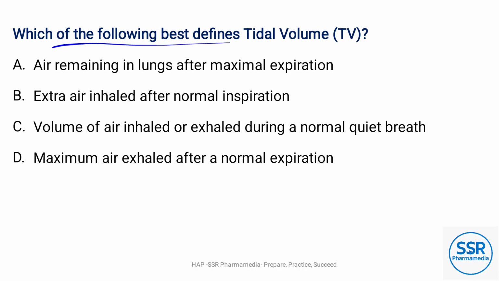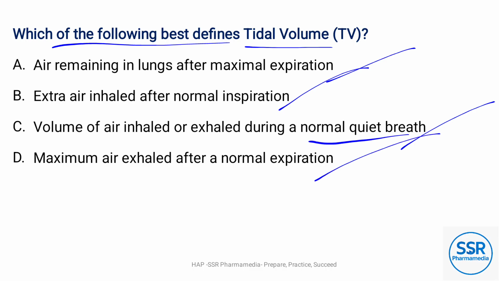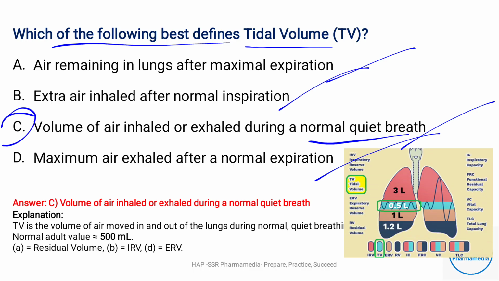Next, which of the following best defines tidal volume? Option A, air remaining in lungs after maximum expiration. Option B, extra air inhaled after normal inspiration. Option C, volume of air inhaled or exhaled during a normal quiet breath. Option D, maximum air exhaled after normal expiration. So the answer is option C, volume of air inhaled or exhaled during a normal quiet breath.